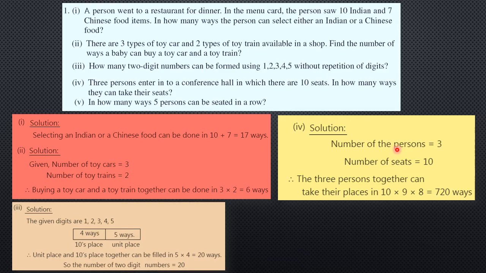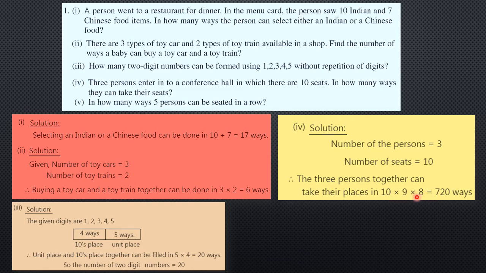Number of persons given in the fourth subdivision is 3. Number of seats is 10. So I will consider the first person. The first person can select any one of the 10 seats. Therefore there are 10 ways. For example, the first person selects the first place. Remaining there are 9 seats and 2 persons. So the second person can choose any one of the places from the 9 places. So there are 9 choices. Next, the remaining one person can choose any one of the places from the 8 places.